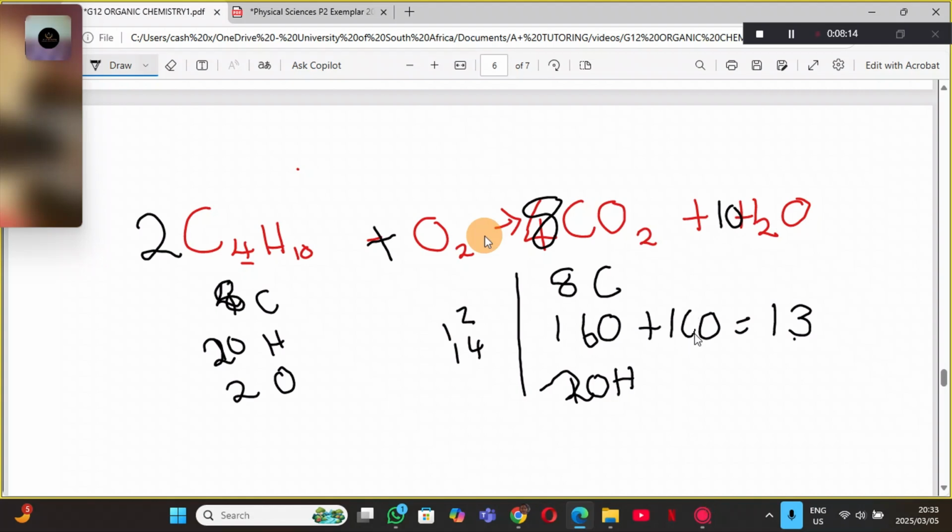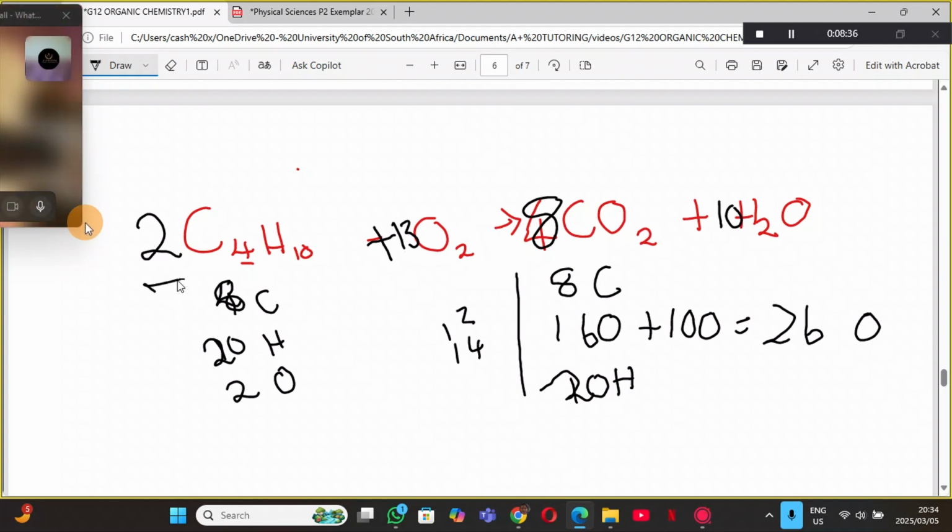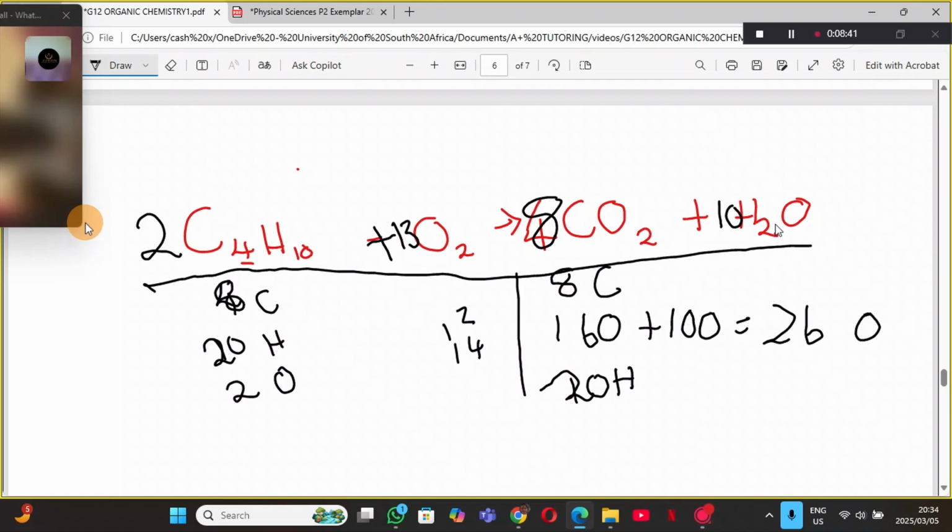10. 10 oxygens. So now I have how many oxygens in total? 26. So I now have 26 oxygens, right? I now go this side. For me to get the same 26, I need to have how many here? 13. So now it's balanced. Once it looks like this, it's now completely balanced because what you have on your left, you have on your right.